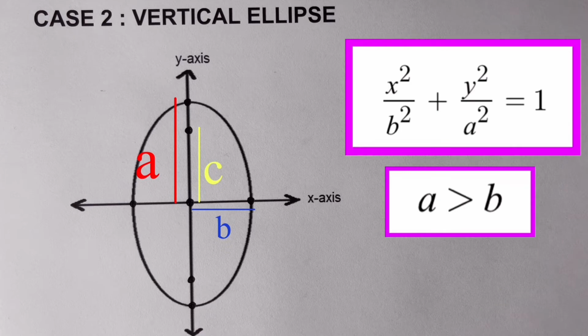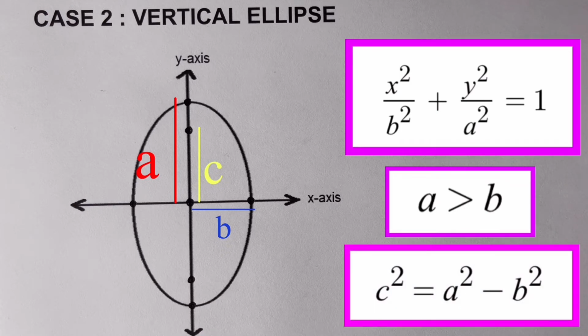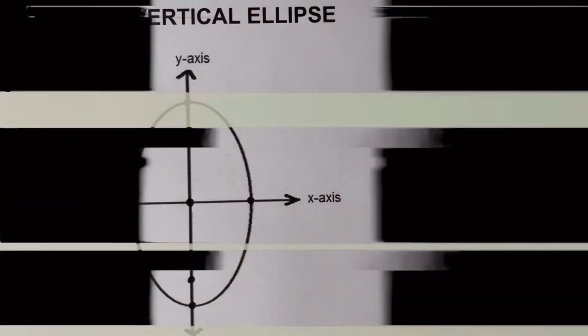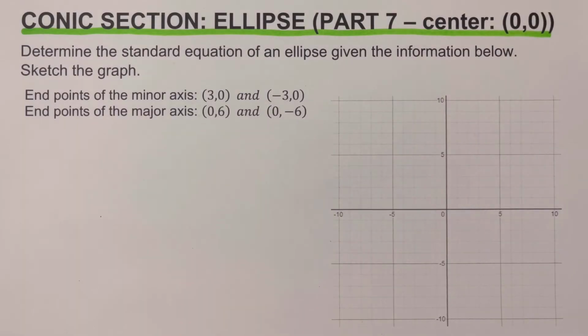Now to determine the length of C, we are going to use the equation C squared equals A squared minus B squared. So these are the parts of an ellipse, and these are the two cases of an ellipse. Now let's go back to the problem. Okay, we go over the problem here.